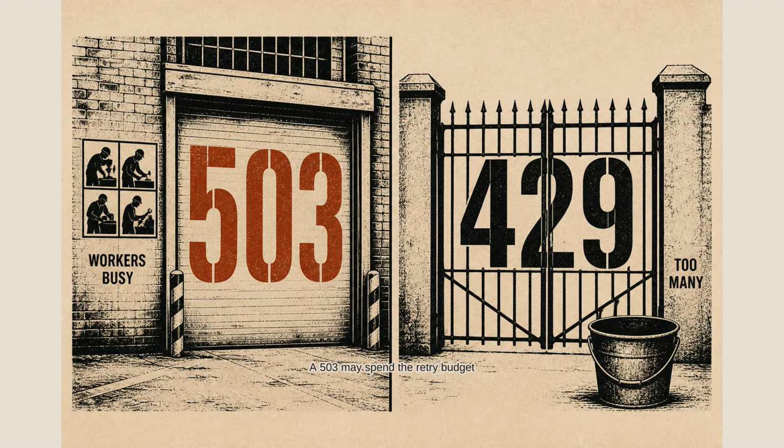A 503 may spend the retry budget. A 429 must not spend the retry budget. Mixing those two reactions is how 12 clients turn a refusal into a stampede.